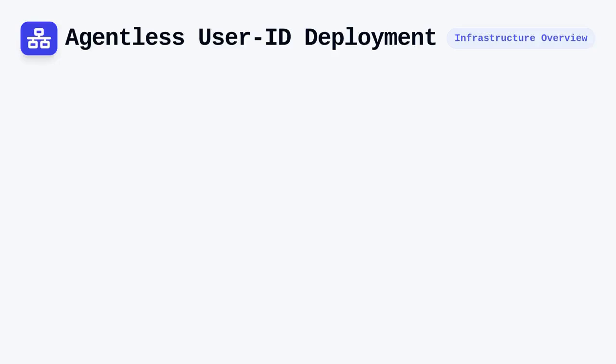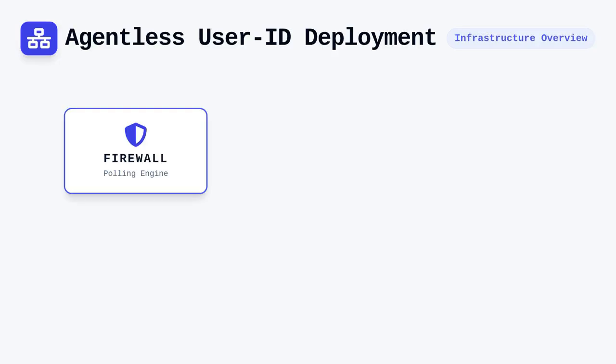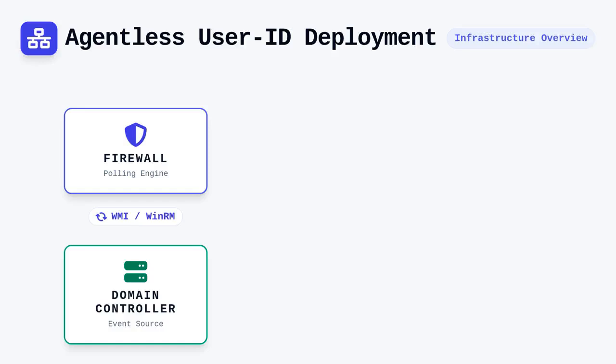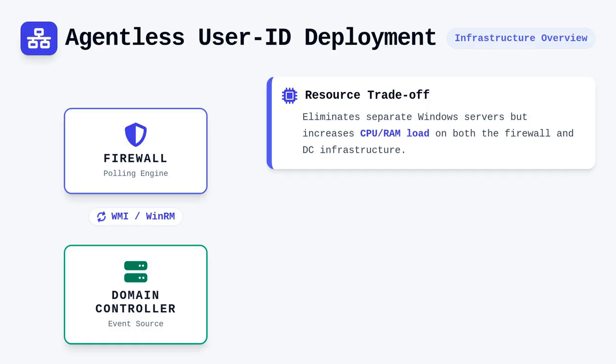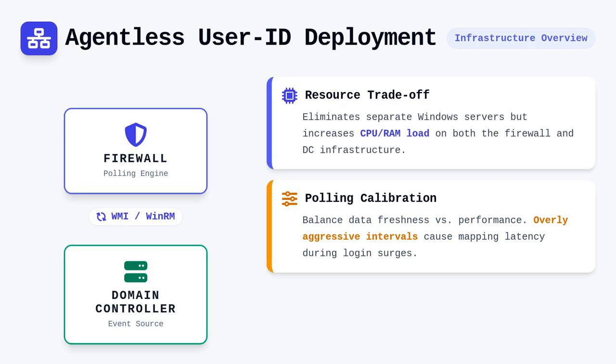If you opt for an agentless deployment, the firewall itself handles the polling of domain controllers via WMI or WinRM. While this simplifies your environment by removing the need for a separate Windows server, it introduces additional resource utilization on both the firewall and the Windows infrastructure. You must carefully calibrate the polling interval within the firewall's user ID configuration to balance data freshness against performance impact. In environments with a massive influx of logins, an overly aggressive polling interval can lead to latency in user-to-IP mapping updates.